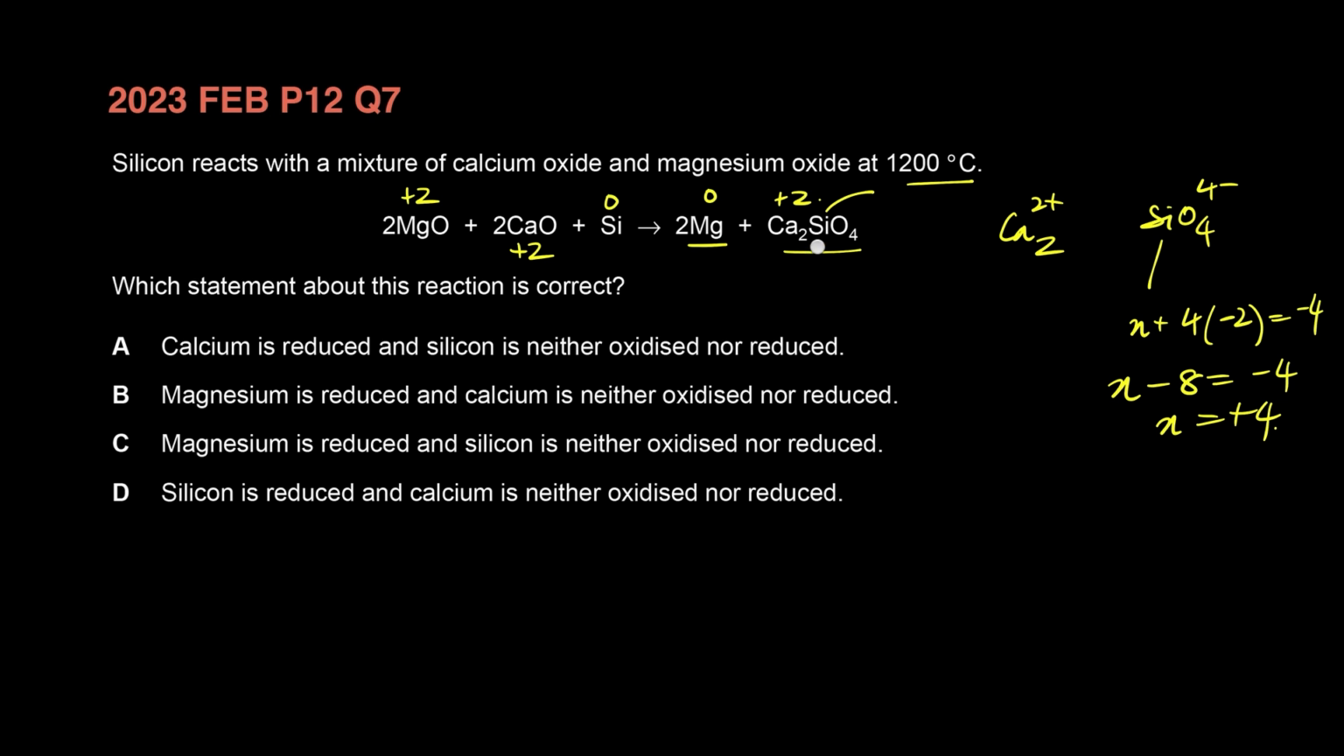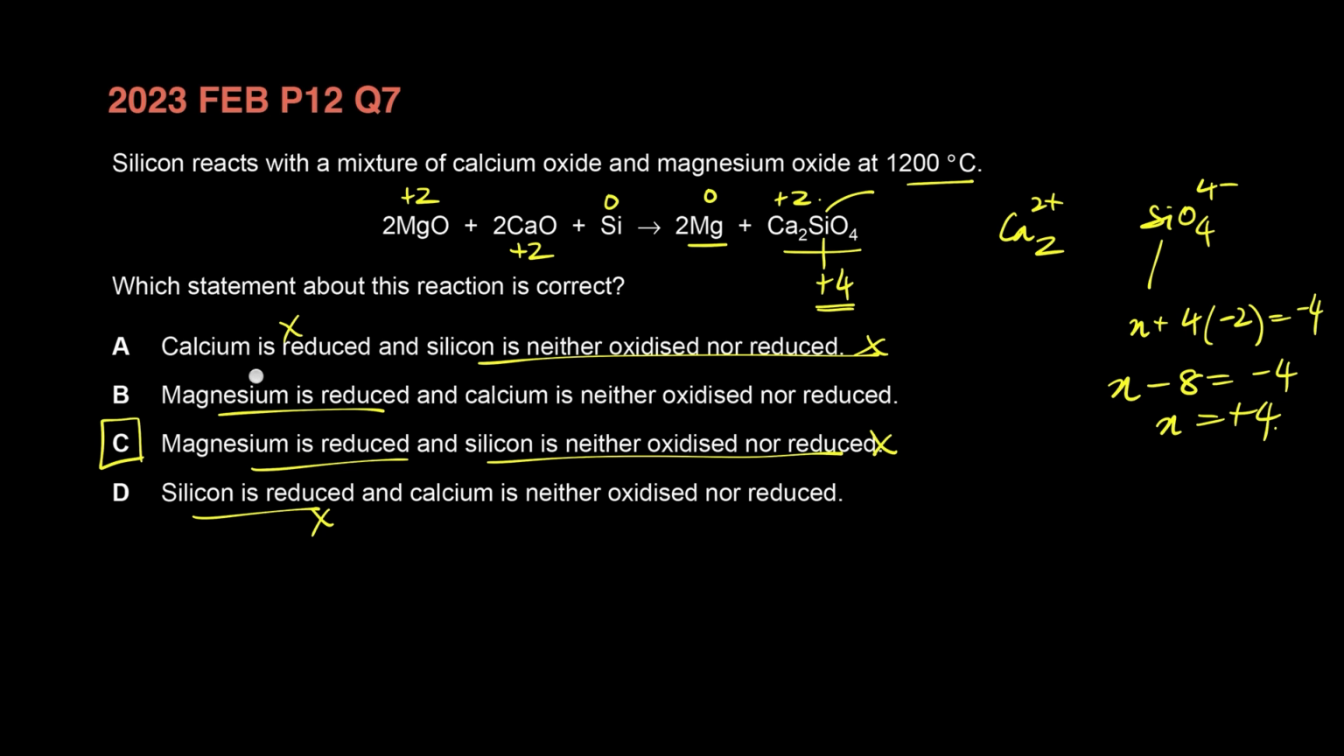So silicon goes from 0 to plus 4, that's oxidation, and magnesium is reduced. So magnesium is reduced and silicon is oxidized. So that's wrong. Silicon is oxidized, calcium is reduced. No, silicon is oxidized. So the only answer is Charlie.